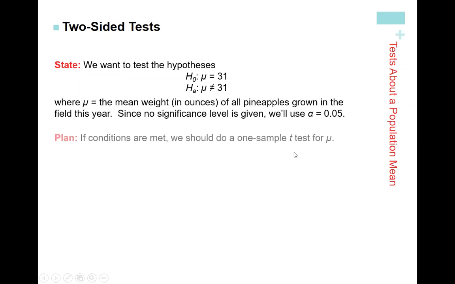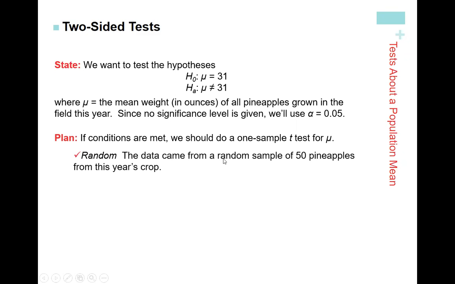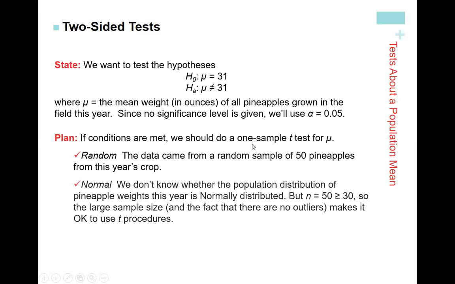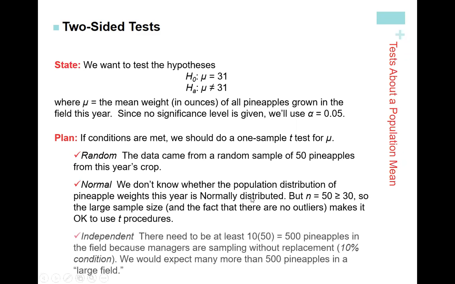Step 2, it's a one-sample t-test. Checking our conditions. We took a random sample of 50. Normal, good news, n was greater than 30. So we don't have to check anything else. We can just say our sample size is at least 30, so we can use approximately normal distribution.